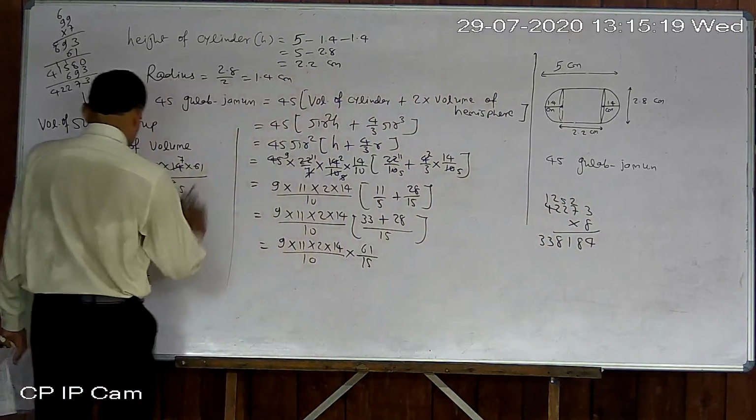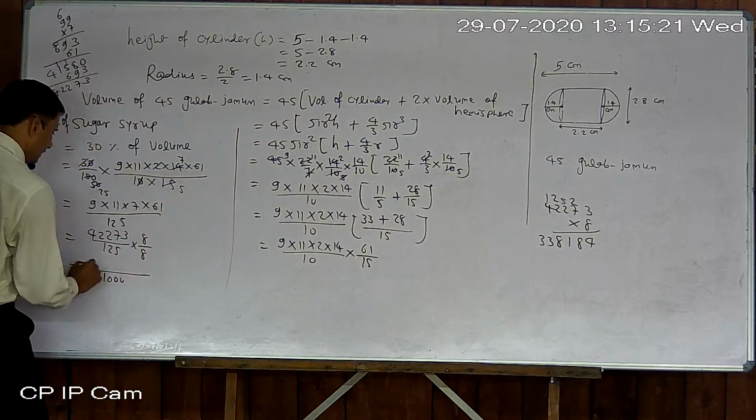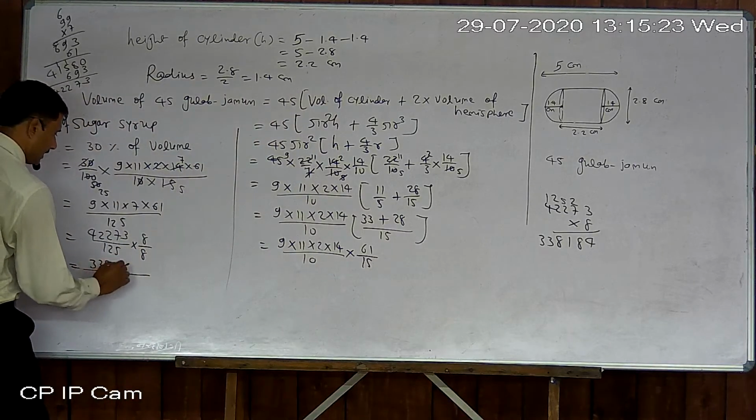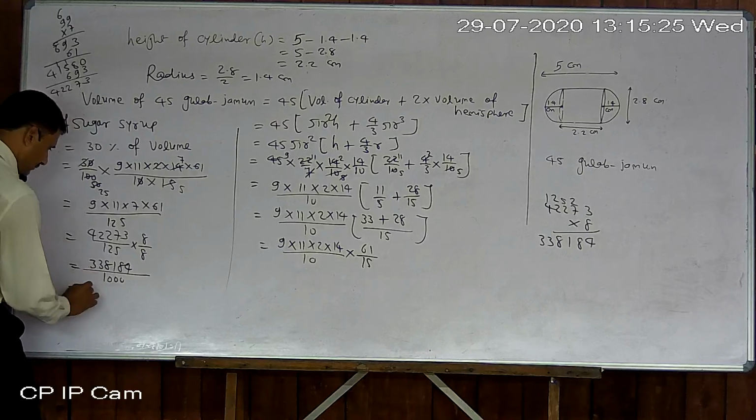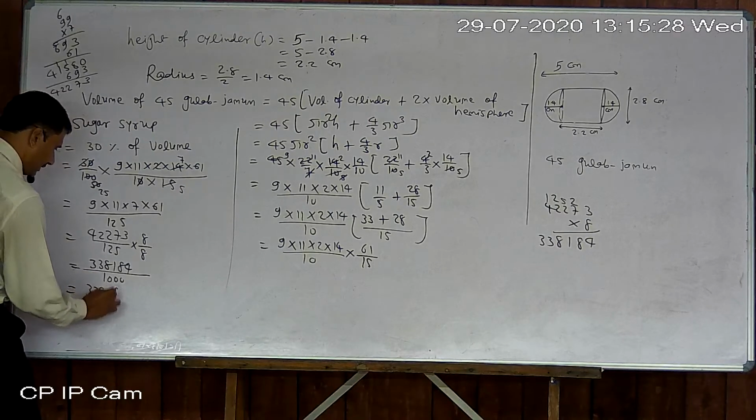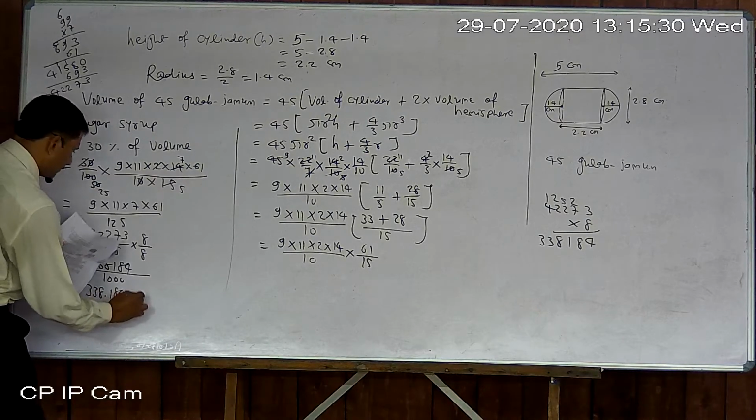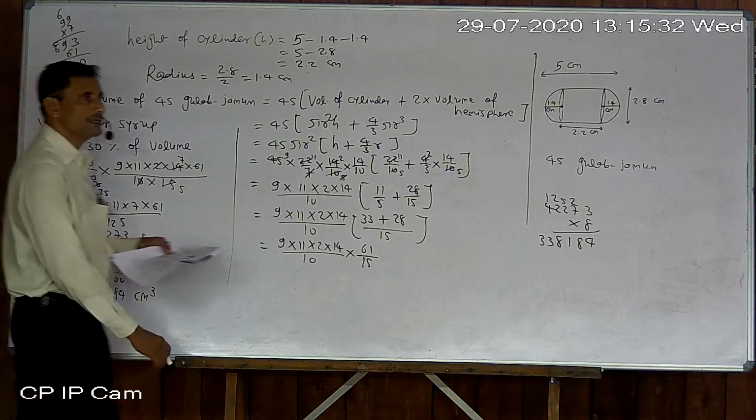Okay. So it is 338,184. So obviously now you can write 338.184 centimeter cube.